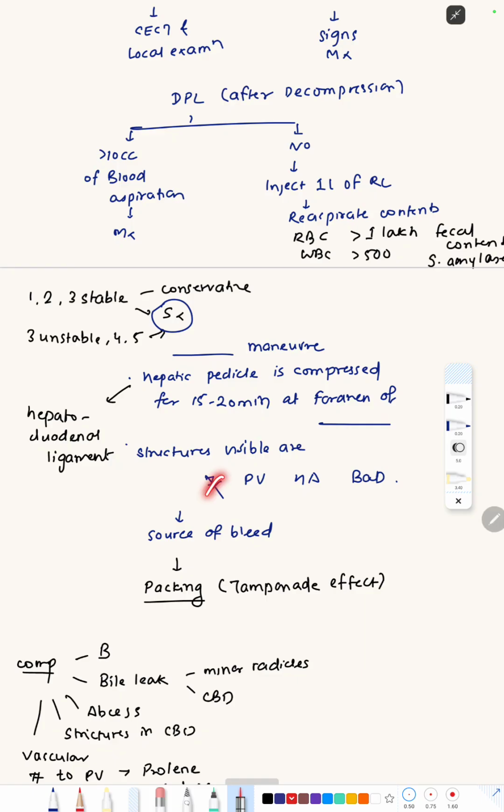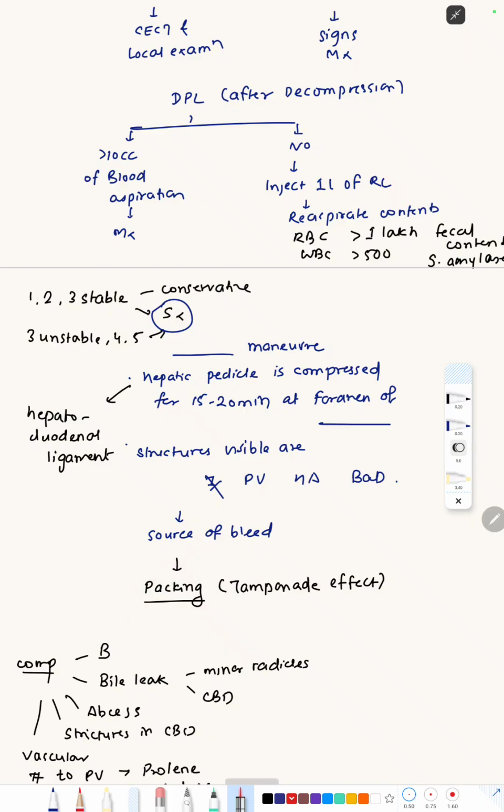So here remove the eye, that is the IVC part, remaining everything, that is portal vein, hepatic artery and common bile duct. These are the structures of the hepatoduodenal ligament. Now here we can look for the source of bleeding. If the bleeding stops after the Pringle maneuver, then it is mostly because of portal vein or hepatic artery. If the bleeding still persists, then that is because of hepatic vein.